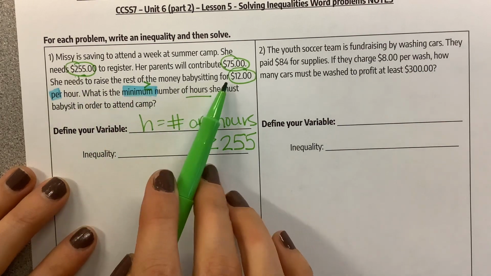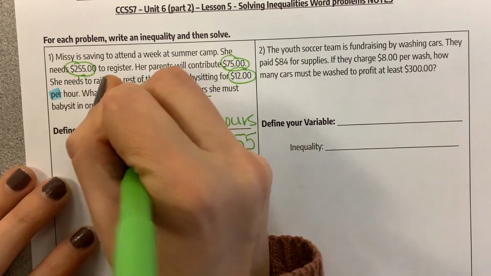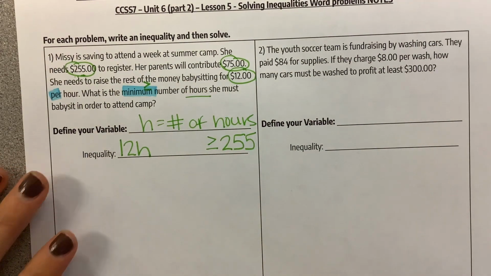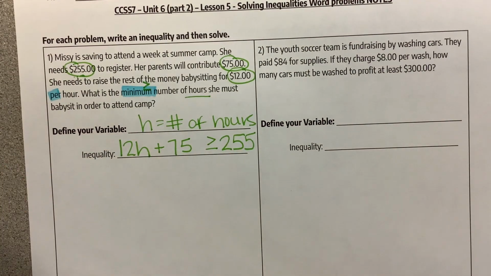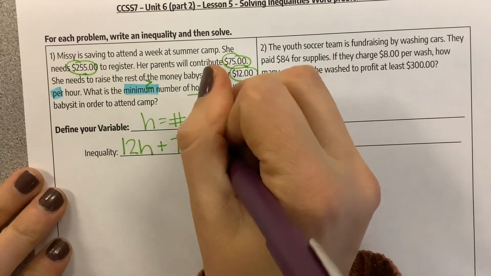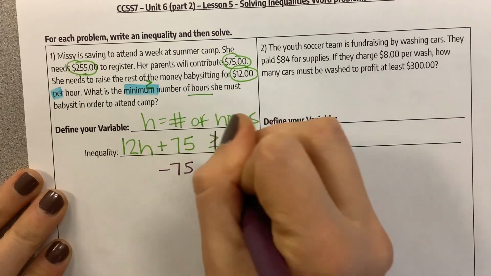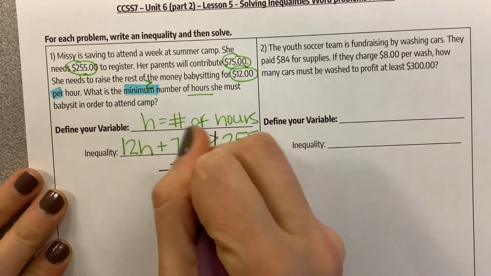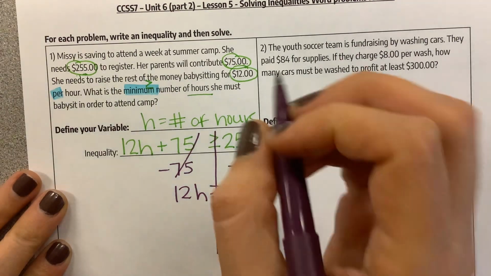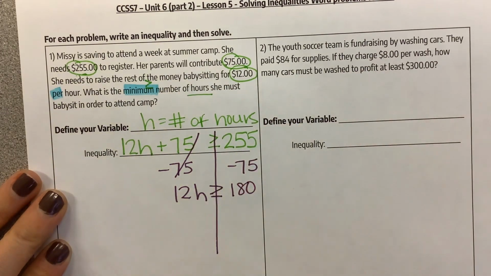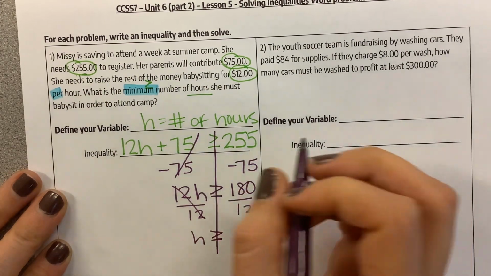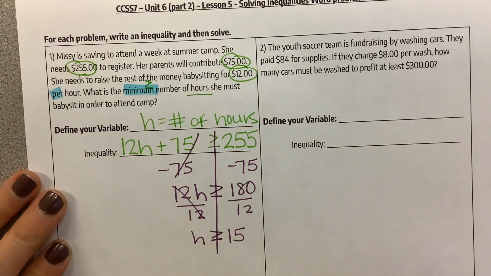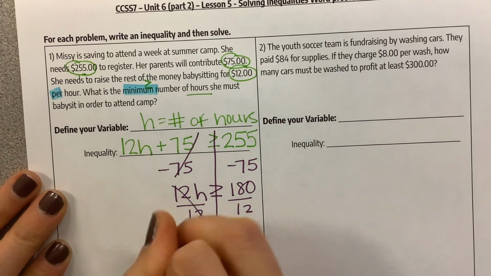She's making it by babysitting for $12 per hour. So $12 times the number of hours plus her parents are giving her $75. And that needs to reach that total amount of $255. Now that we have our inequality set up, we can solve. Subtract 75 from both sides. We get 12H is greater than or equal to 180. Last step, divide by 12. And we get H is greater than or equal to 15. And specifically, the unit we were talking about was hours.